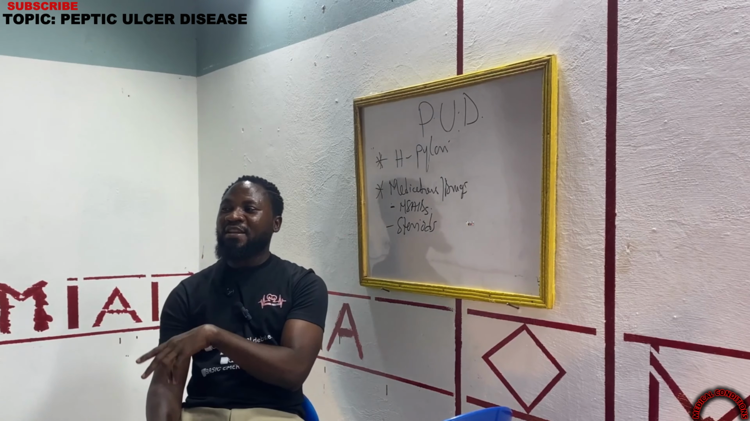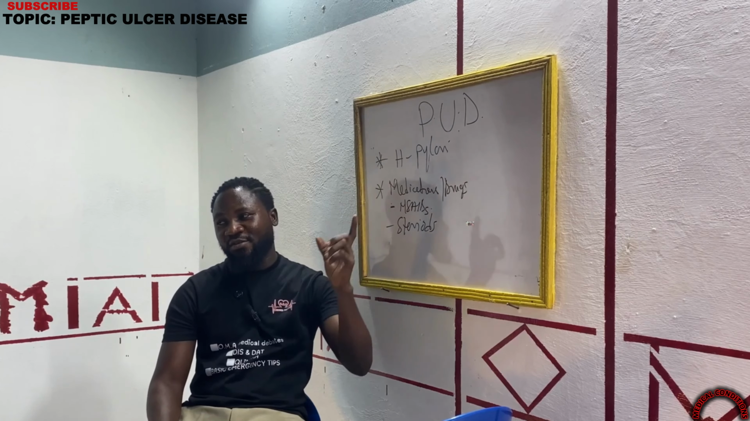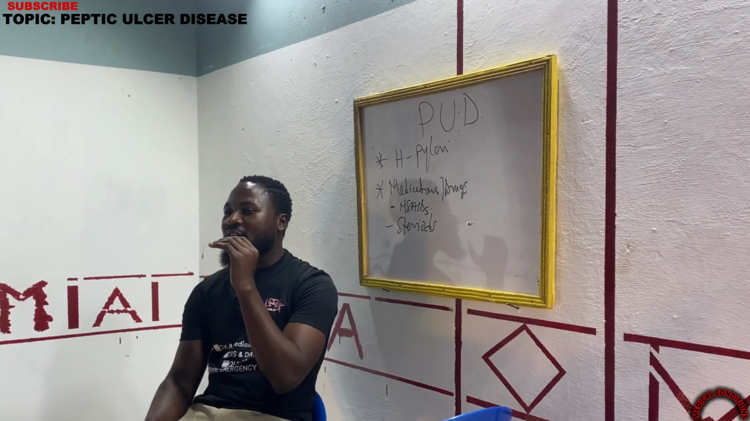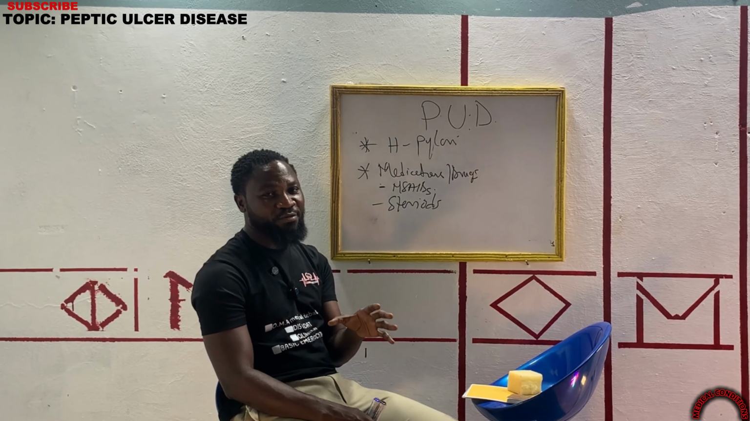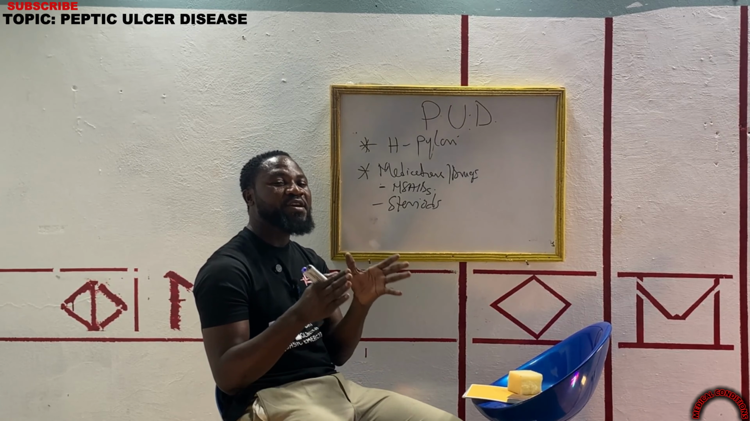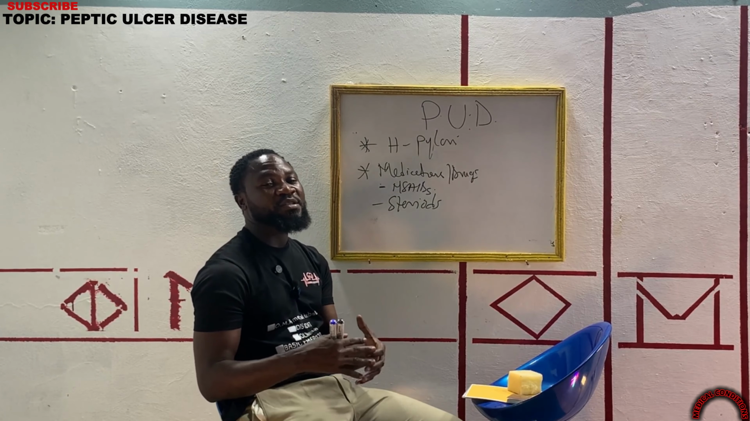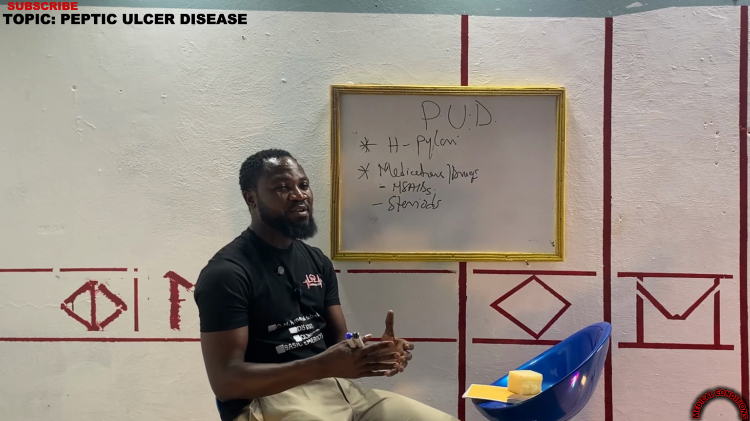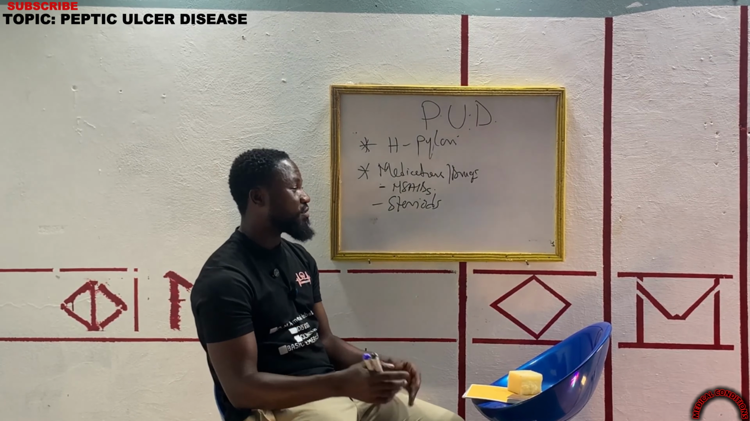H. pylori. Now, the clue here is that the fact that someone has tested positive for H. pylori doesn't necessarily warrant that the person has an ulcer. It doesn't go that way. But it has a very high association with peptic ulcer disease. Now, the moment you test positive for H. pylori, the treatment for you is going to be different from the usual treatment for ulcer.